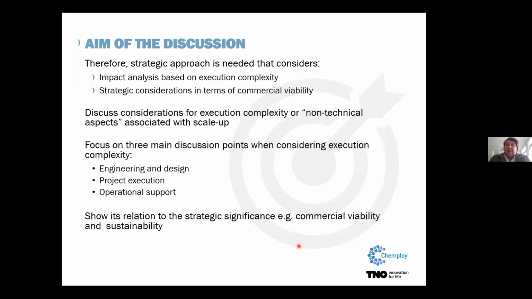To that, what I would like to do is discuss some of the considerations in terms of execution complexity, or the so-called non-technical aspects associated with scale-up. Drilling a bit further down, within the execution complexity I really focus on three main aspects. Firstly, looking at engineering and design, the aspects associated with that, not necessarily the technical aspects, but how you execute these things from that perspective.